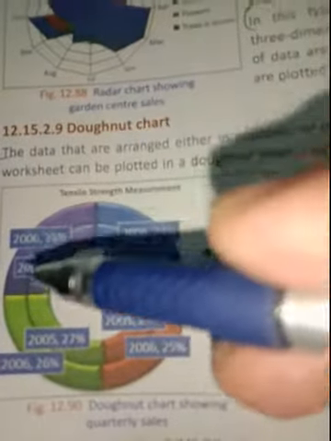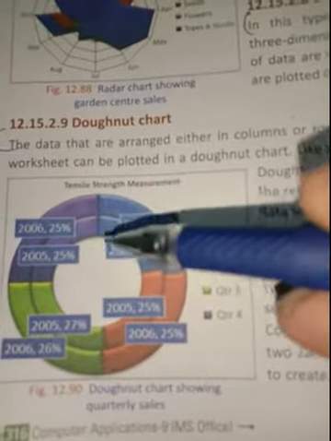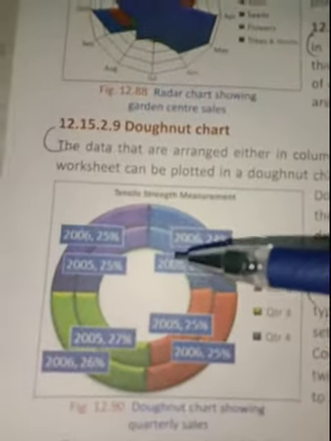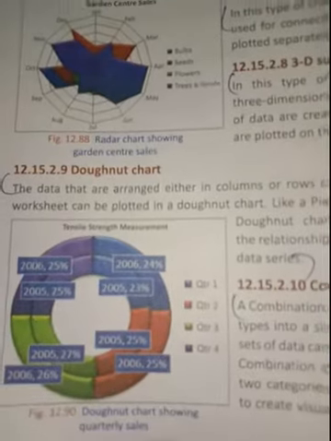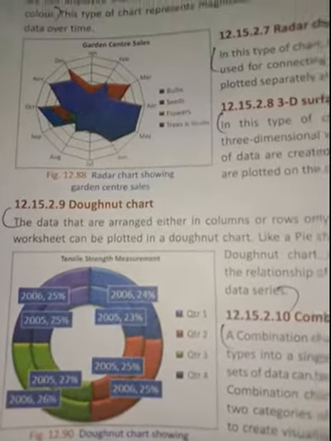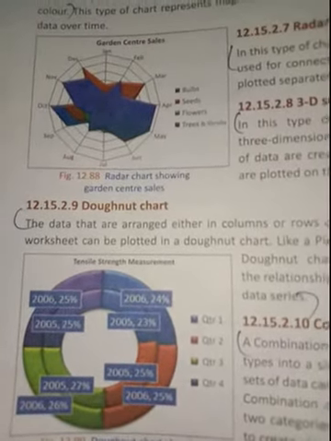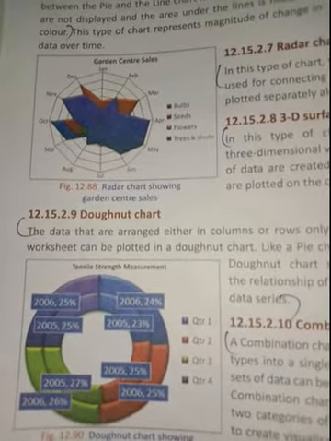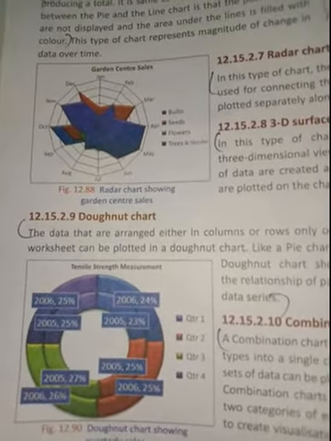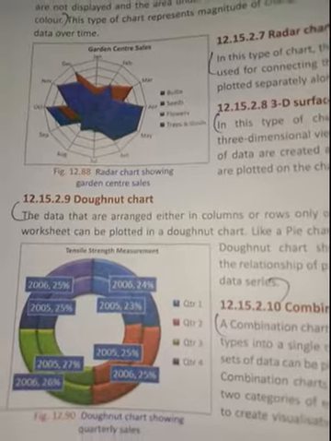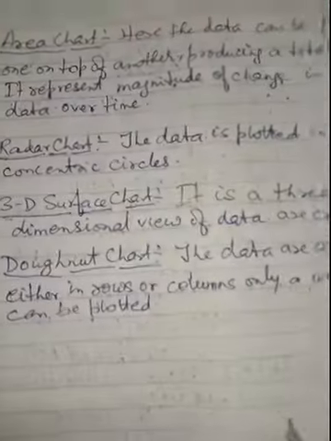Look, this is the example of a Doughnut chart. It looks like a pie chart. We have the pie chart like this, and the Doughnut chart looks like a combination of several pie charts. But what does it do? The pie chart generally shows the relationship of a part to a whole, but the Doughnut chart contains more than one data series. So this was the Doughnut chart.